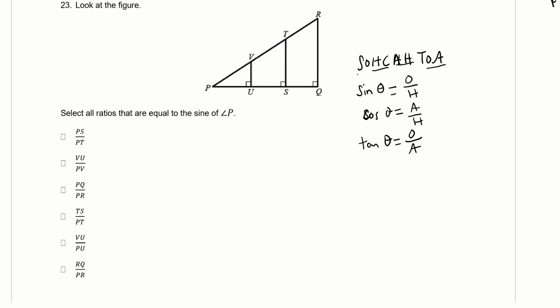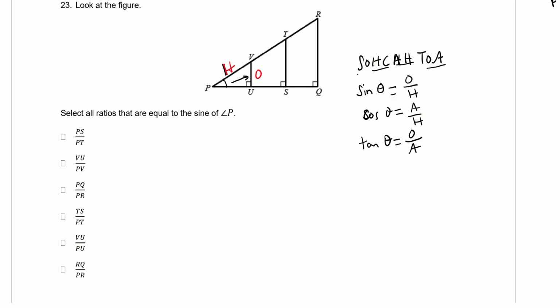All right, so here we're talking about sine of angle P. So we're looking at this angle right here. All right, so we know that using this right triangle, if I look at just this right triangle here, this is opposite because it's opposite of that, and this is hypotenuse right here.